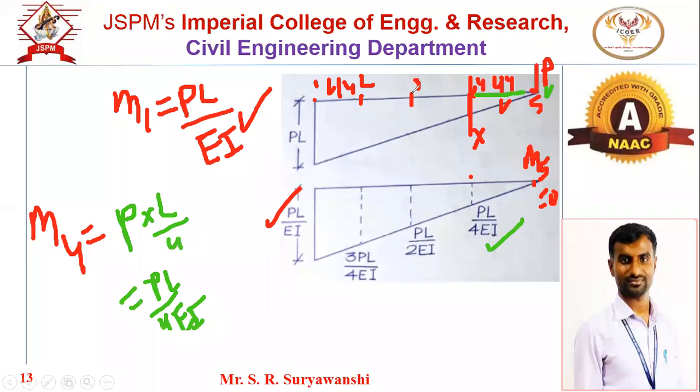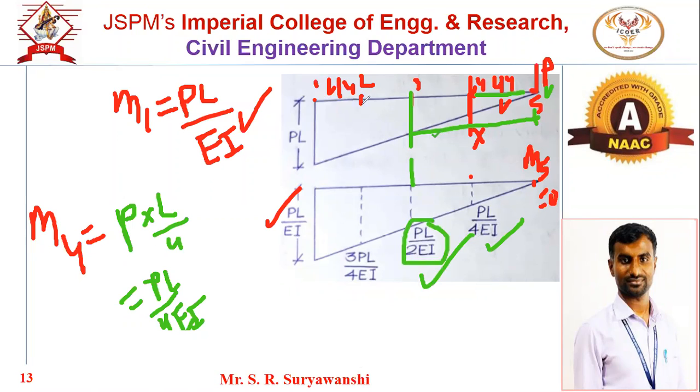Similarly for node number 3, the force will be the same, but the perpendicular distance will change. Now tell me, what is the perpendicular distance for node number 3? This distance is how much? Twice of L by 4, which is 2 into L by 4, that will be L by 2, isn't it? L by 2, correct. Force into perpendicular distance: here the force is P and the perpendicular distance is L by 2. So PL by 2 is the moment. So M divided by EI is PL by 2EI.